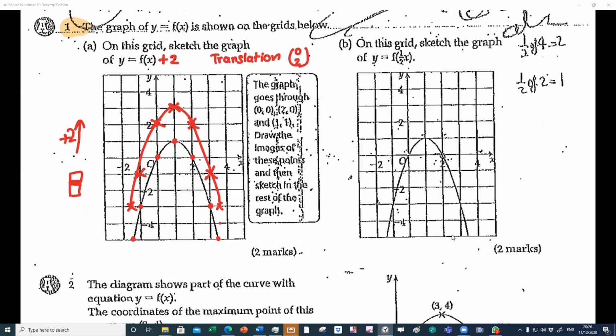Now the next graph, Layla, is going to be a little bit more something for you to think about for question B. So I want you to look at B now and read that question for me, please. Everybody should have part A done by now. Part B, please, Layla, go. On this grid, sketch the graph y equals f(half x).